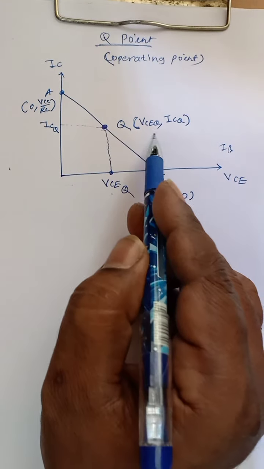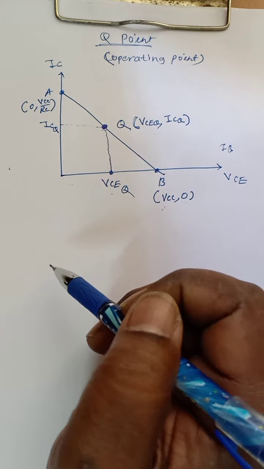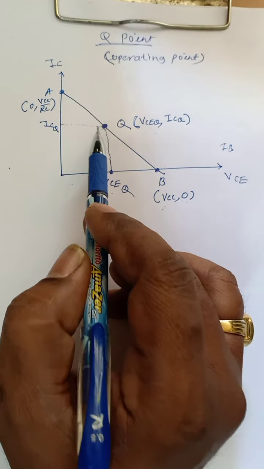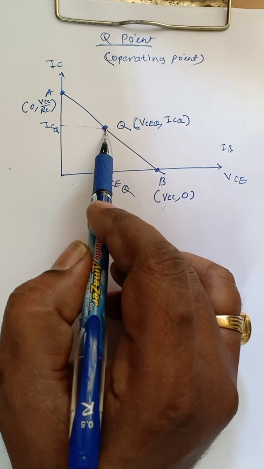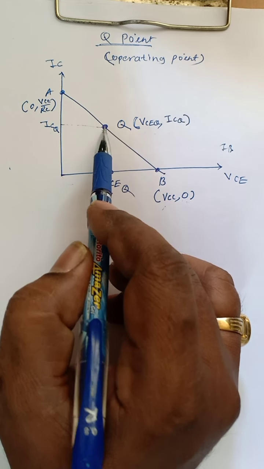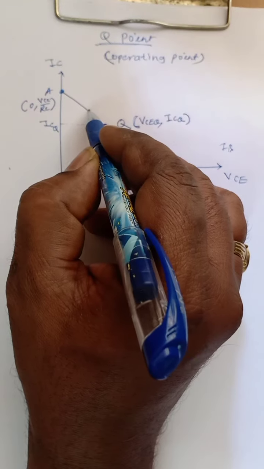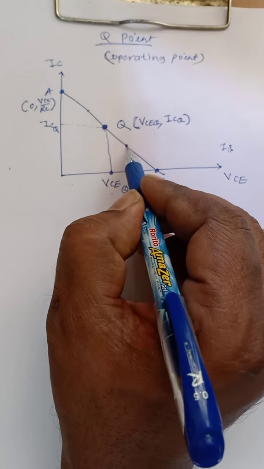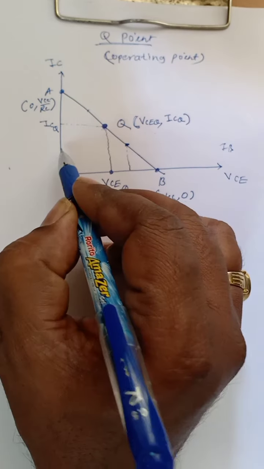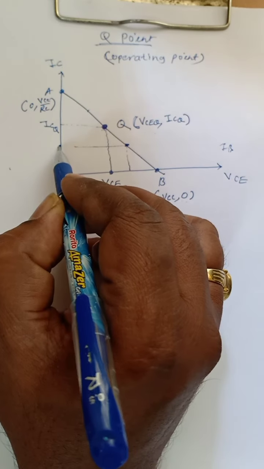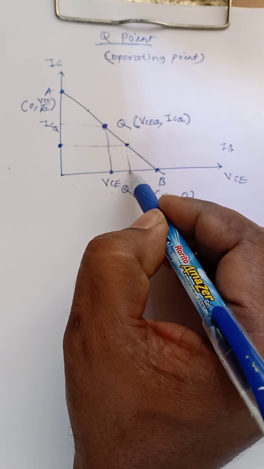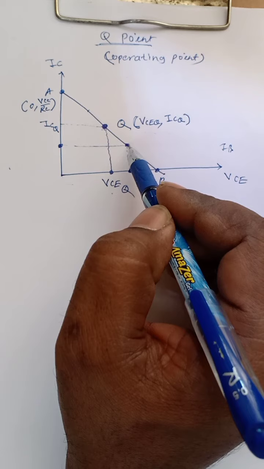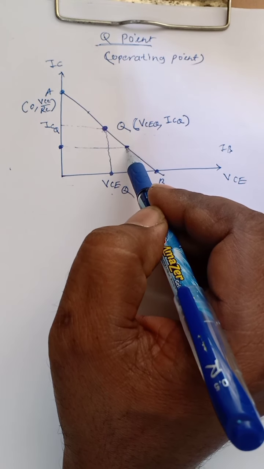Okay, so these are the coordinates of the Q point, VCEQ comma ICQ. That means the transistor is working at this point. What happens sometimes is that the Q point may operate at this point, or at this point, or at this point. It means that when the Q point is here, the current flowing through the transistor is this one, and the voltage across the transistor is this one. That means the transistor operates at this point.